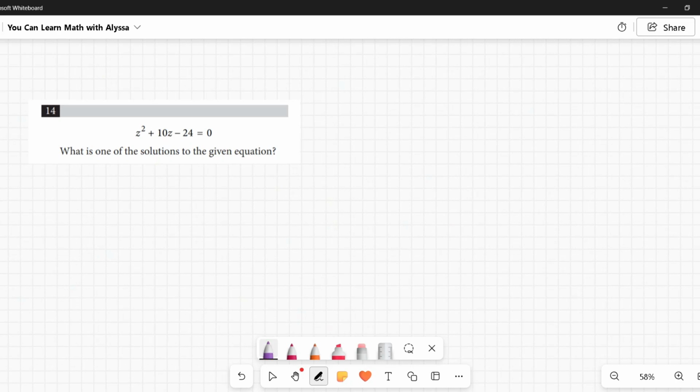Number 14, z squared plus 10z minus 24 equals 0. What is one of the solutions to the given equation? Now, usually with this, a lot of students want to go straight to graphing. If you do, that's fine. There's nothing wrong with graphing.